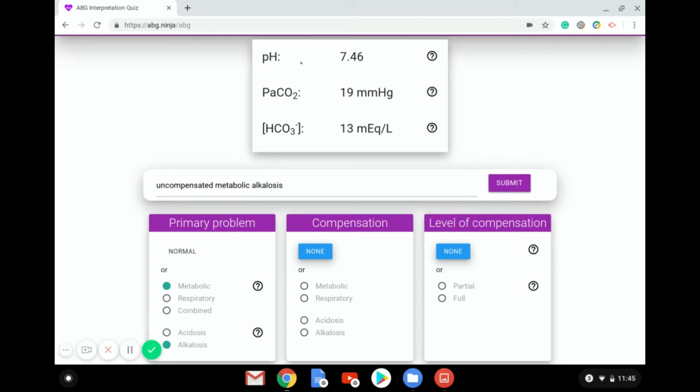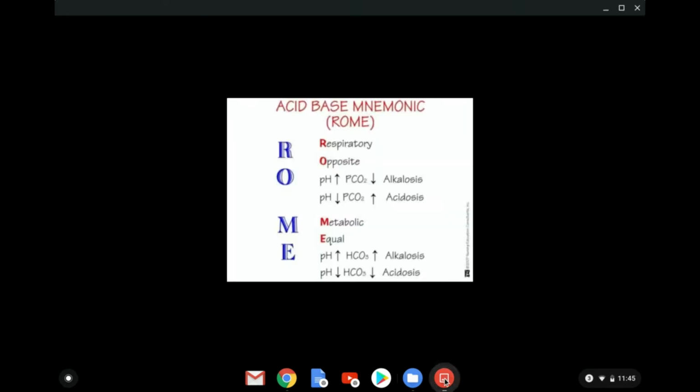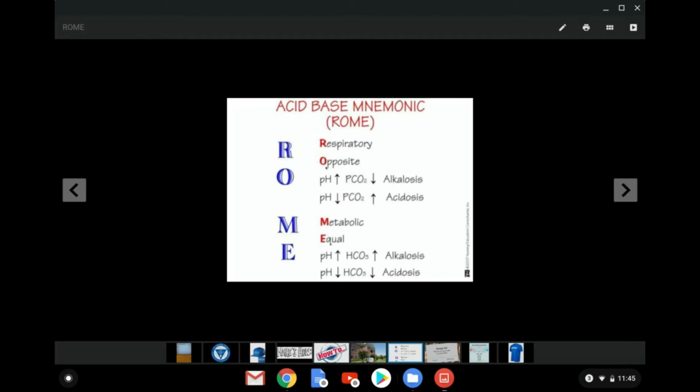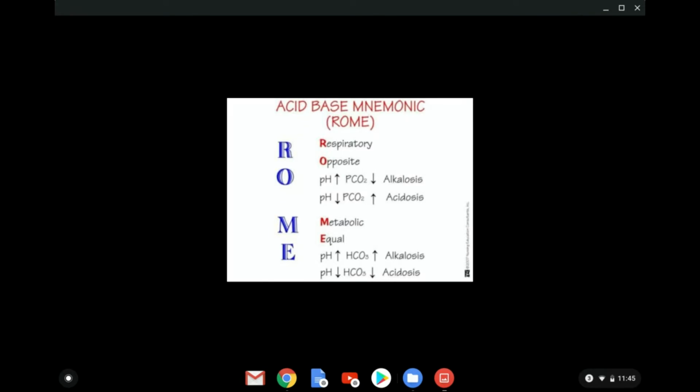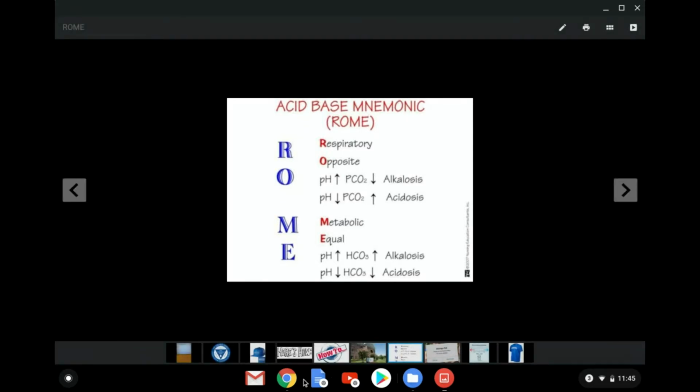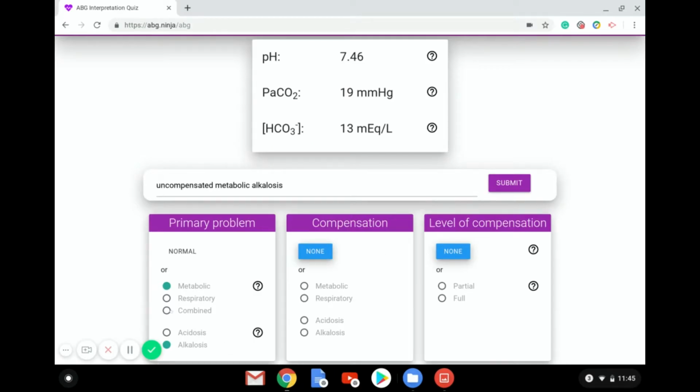So the first thing we look at is the pH with respect to the partial pressure of carbon dioxide. When we look at those two, we see that this arrow will be up while this arrow will be down. Now, if we go back to our ROME, we see that respiratory should be opposite. And since these are opposing, with the pH being up while the partial pressure of carbon dioxide is down, we know that the primary problem here is respiratory. Now, we don't want to stop there.